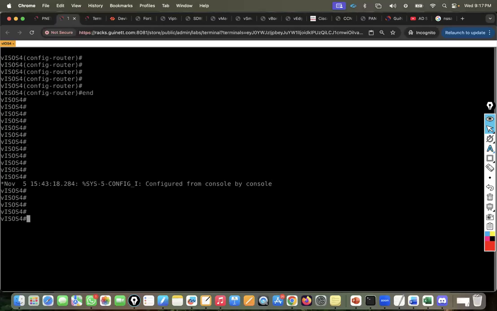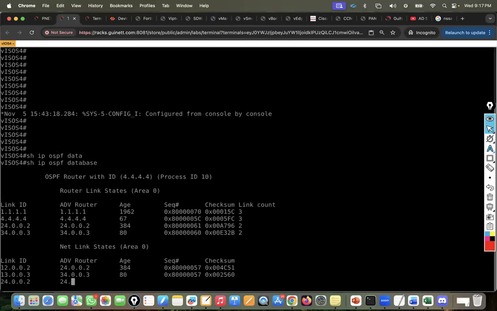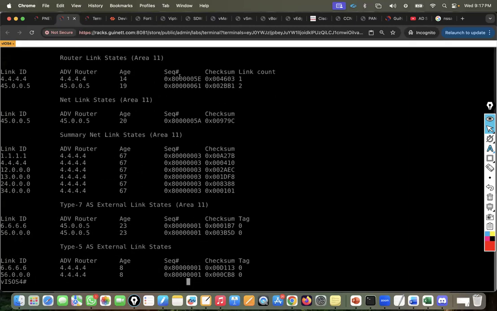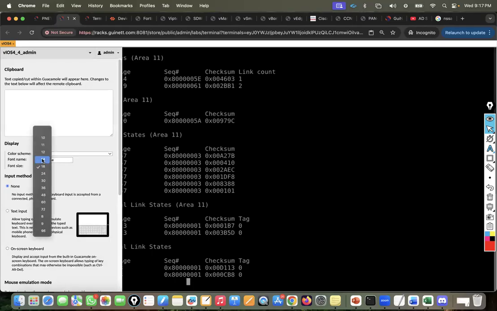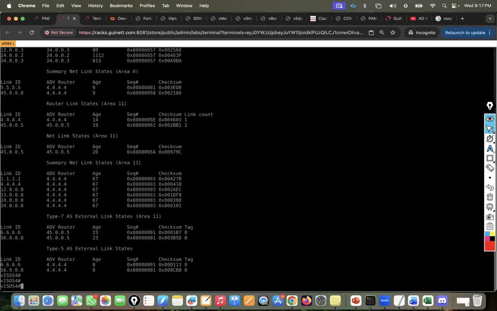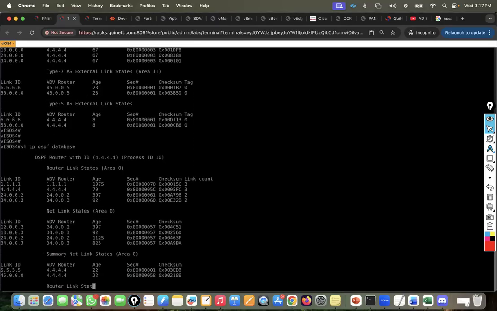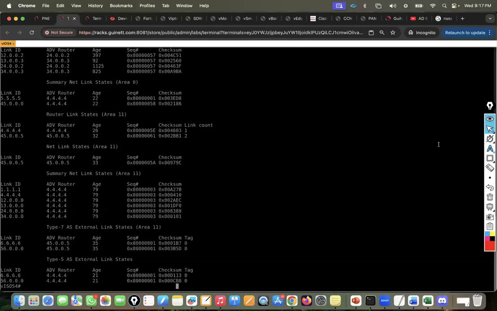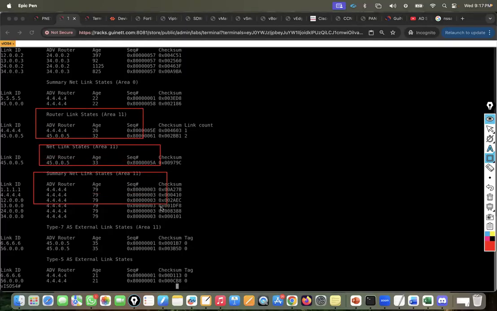And if I go here and try to see show IP OSPF database, what do you have to see? Focus on the LSA. So now in area 11, we are getting LSA type 1, type 2, type 3, type 7, and type 5. 1 LSA, 2 LSA, 3 LSA, 7 LSA, and the 5 LSA.